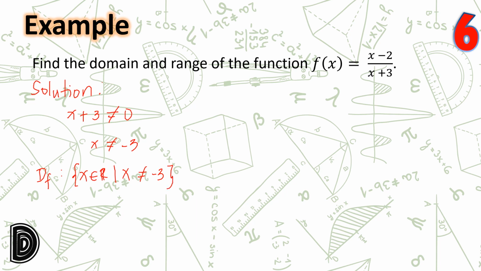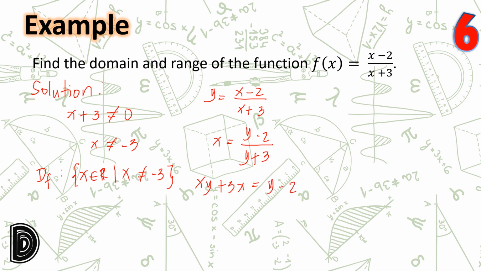For the range of this function, we're going to find the domain of the inverse function. So we'll have y is equal to x minus 2 over x plus 3. We interchange the variables x and y, so we'll have x is equal to y minus 2 over y plus 3. Multiplying both sides by y plus 3, we'll have xy plus 3x is equal to y minus 2.